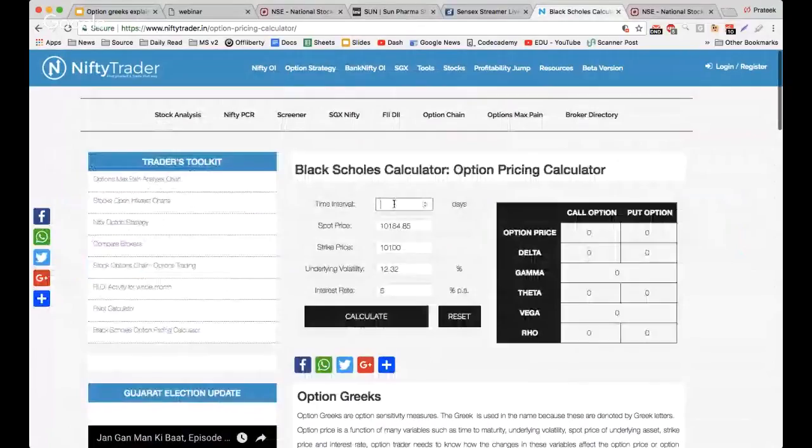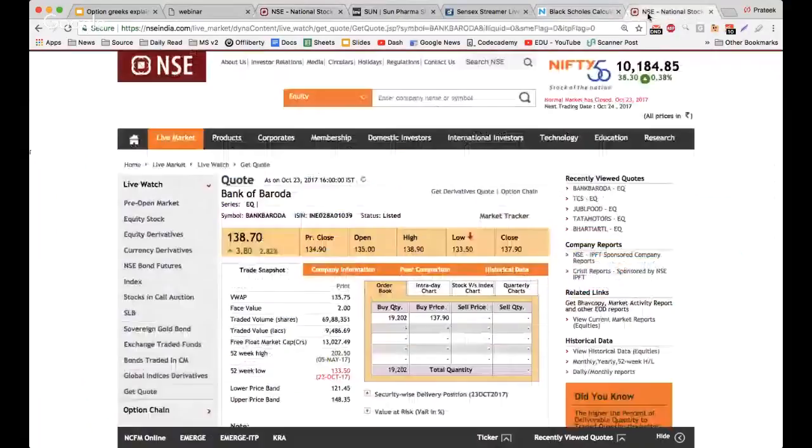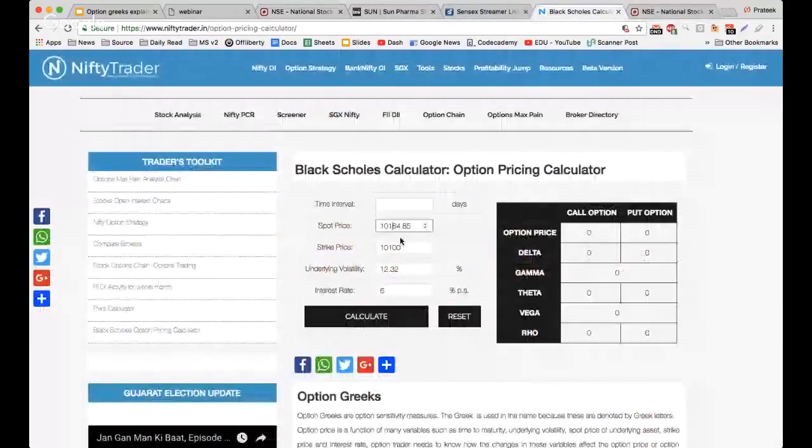You basically put in the time interval, which is the days to expiry. You'll put in the spot price, so in this case, Bank of Baroda's price, which is 138.7. That'll go here. You'll put a strike price, and then you have volatility. You can leave this at about 15%, and interest maybe 7%. Once you hit calculate, you will actually get all the numbers, that is delta, gamma, etc., right over here.